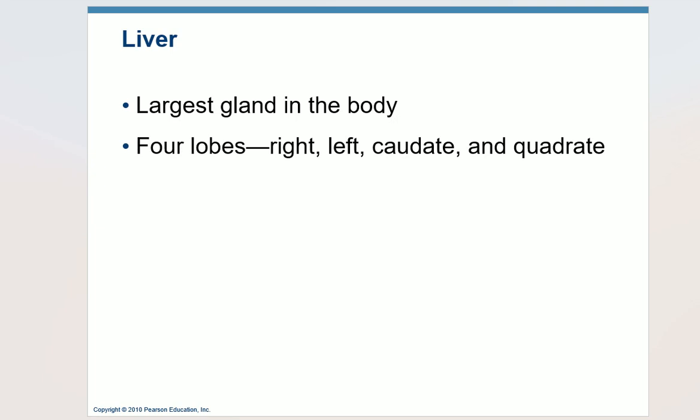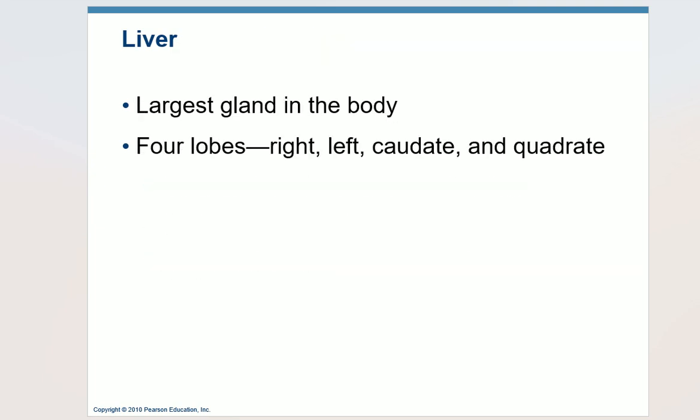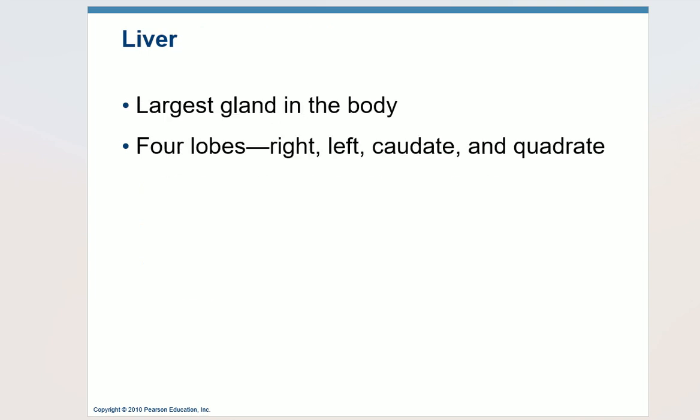So the liver a little bit more. It is the largest gland in the body, and it's made of 4 lobes. We've got the right lobe, the left lobe, the caudate lobe, and the quadrate lobe. Quadrate just means 4. So right, left, caudate, quadrate. Caudate, quadrate. It's a bit of a tongue twister. Sally sells seashells by the seashore. 4 lobes: right, left, caudate, quadrate.